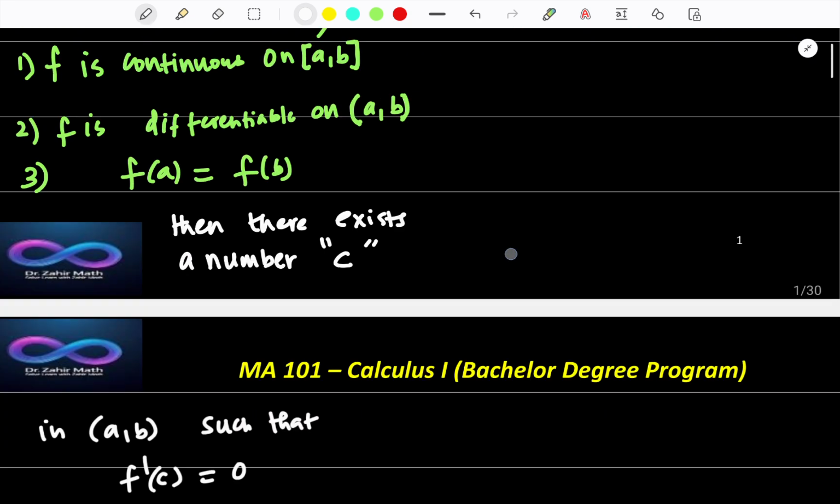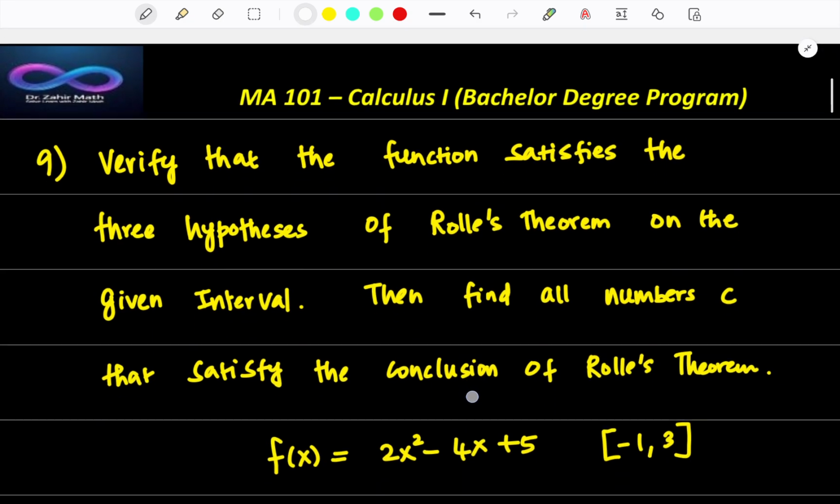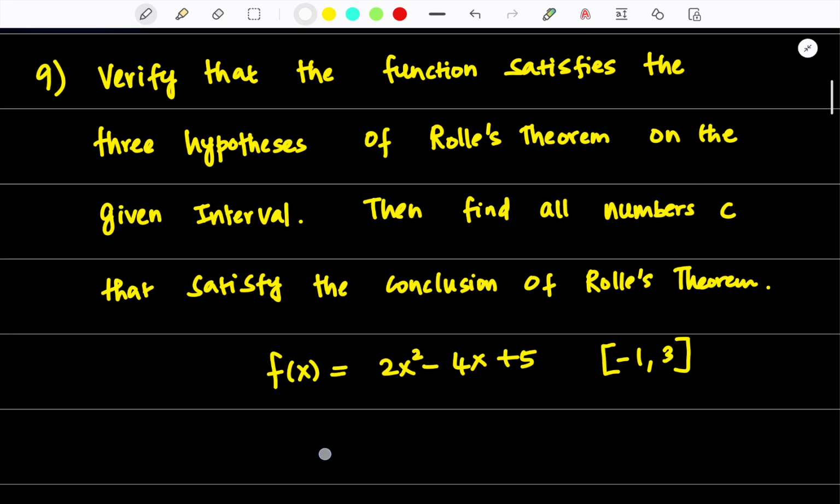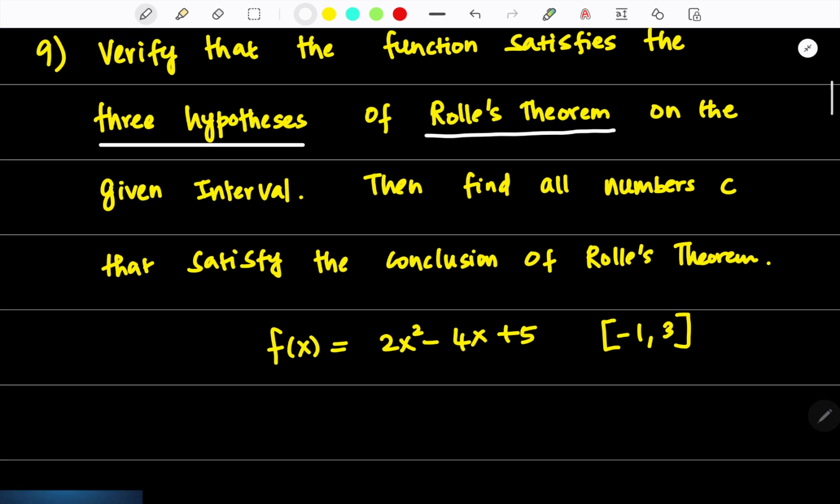It's very easy. Let me explain with one problem and then I will come back to the mean value theorem. Verify that the function satisfies the 3 hypotheses. Hypothesis means the given statement of Rolle's theorem on the given interval. This is your interval a comma b. Then find the number c that satisfies the conclusion of Rolle's theorem. What is the conclusion? There exists one point. You are going to find a point c in between a comma b. So in between some numbers you have to get it, right?